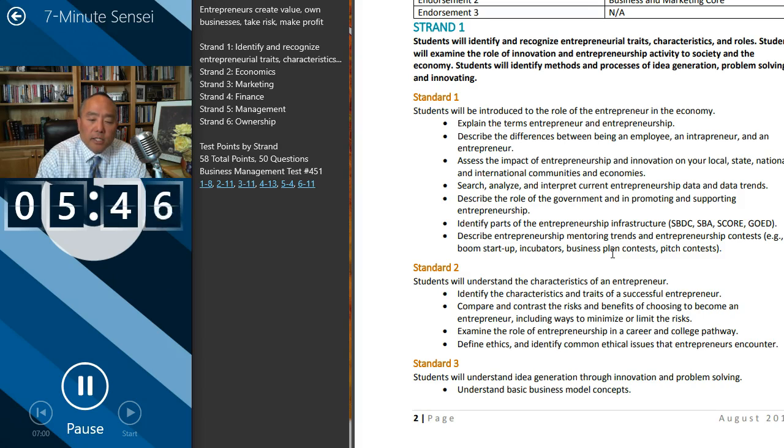Standard 2, you should understand the characteristics of an entrepreneur. So entrepreneurs, well, they are individuals that take initiative. They are innovators. They are risk takers. They are generally hard workers. These are some of the characteristics of an entrepreneur.